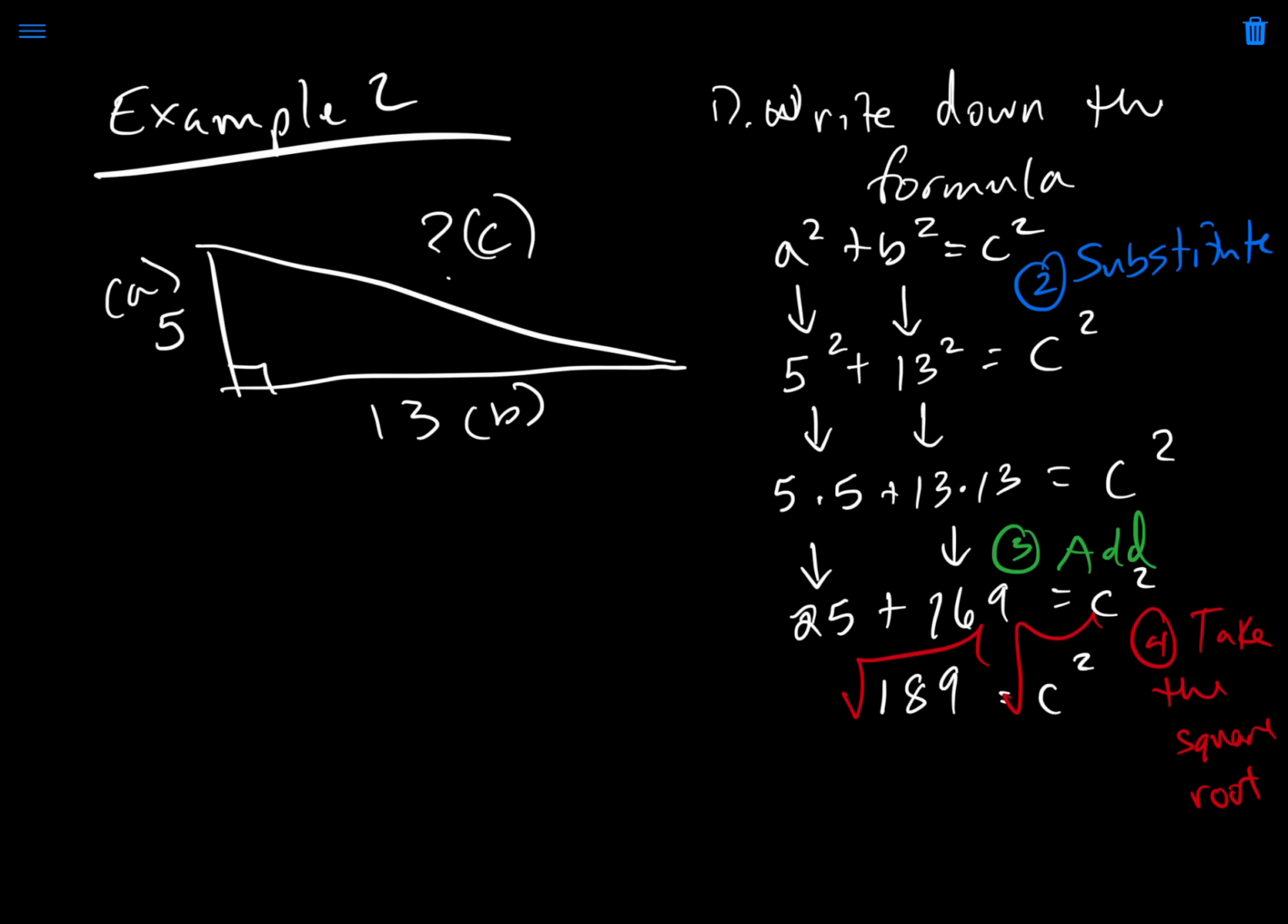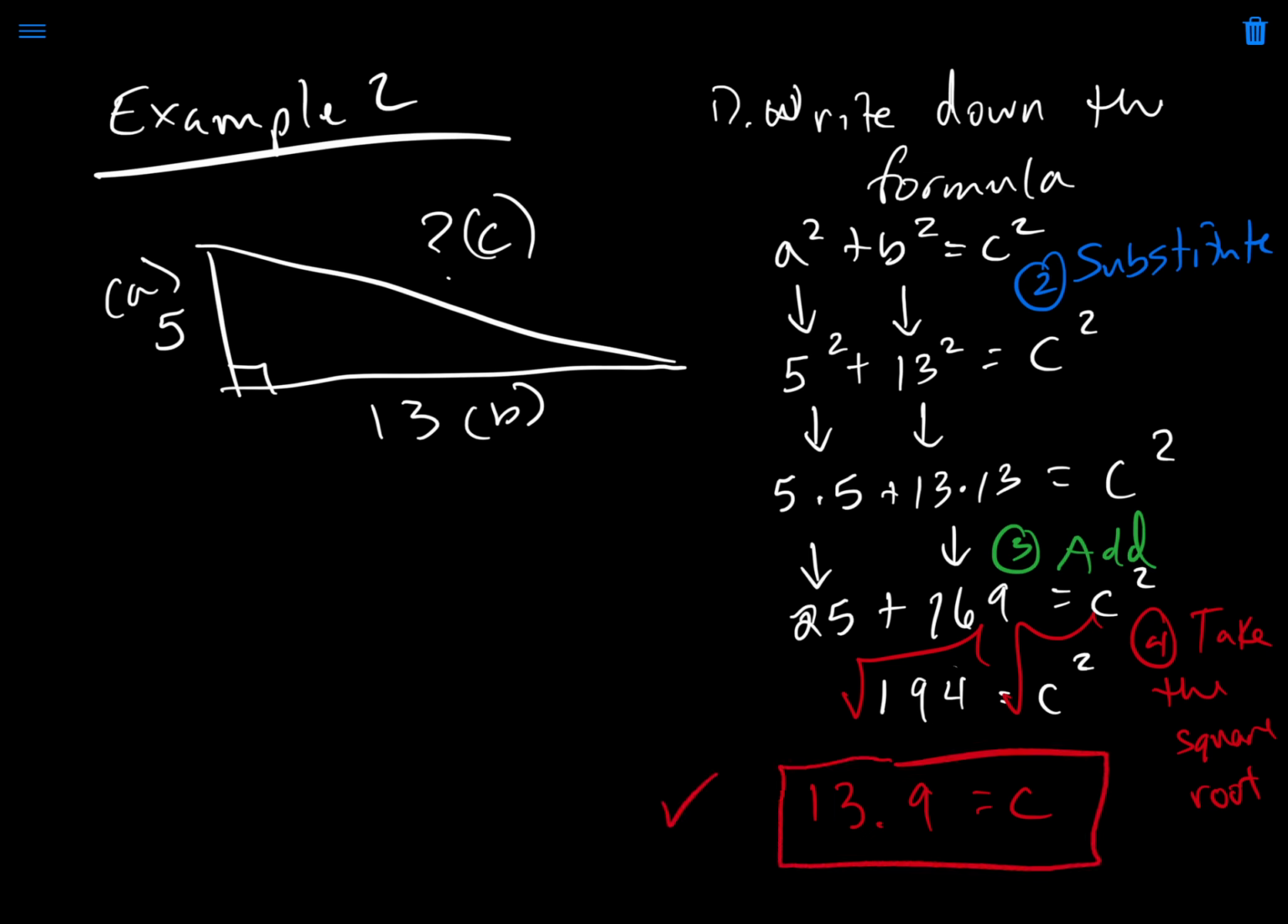Oh, 25 plus 169 is not 189. It's 194. Wow, that is so embarrassing. Yeah, it's 194. I have to say, what the heck is that? The square root of 194 is indeed about approximately going to equal 13.9. And that's how you do it.